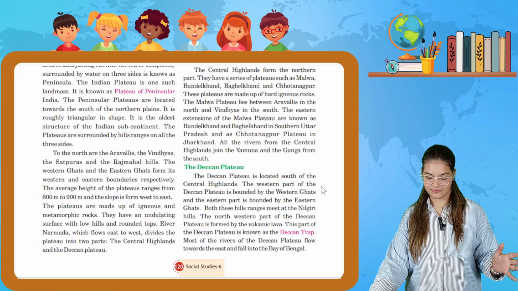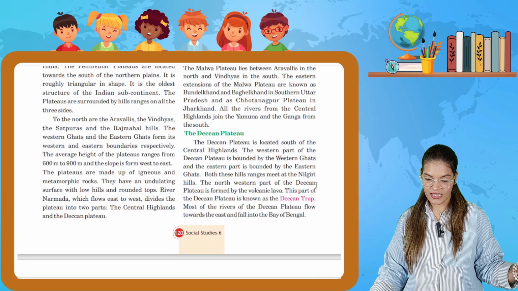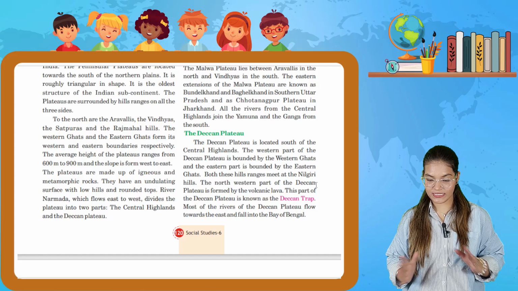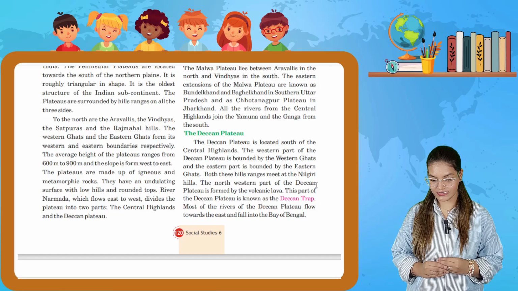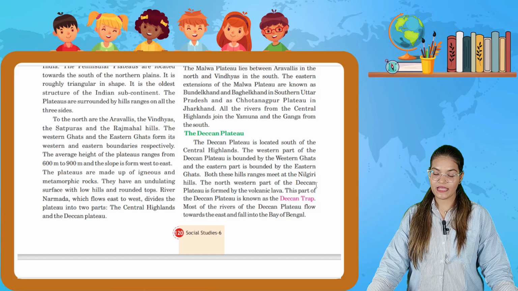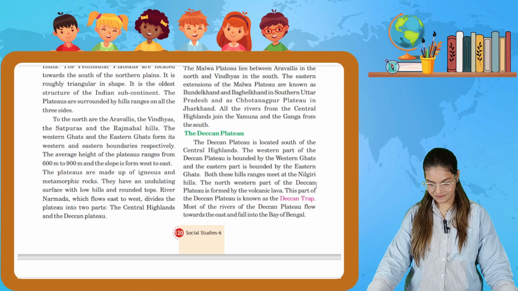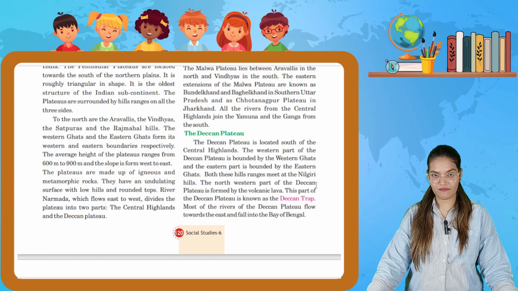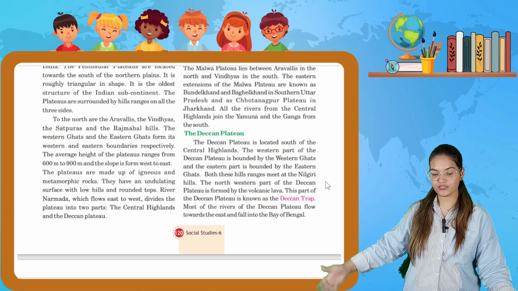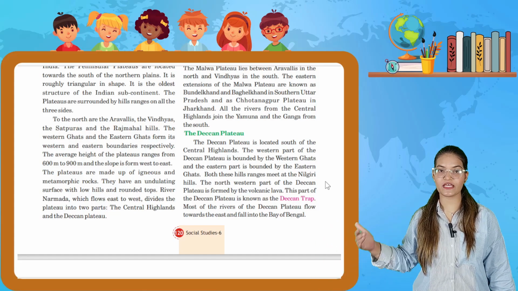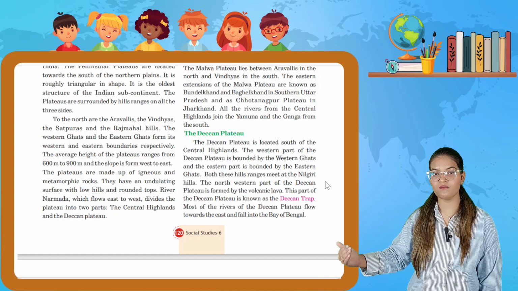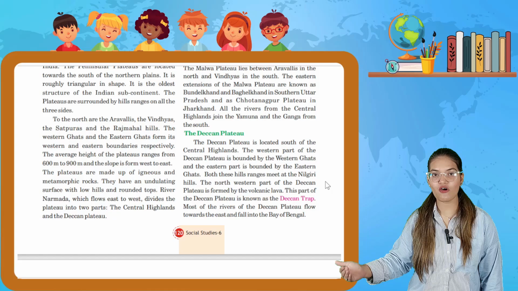Both these hill ranges meet at the Nilgiri Hills. Okay, कहाँ मिलते हैं? Nilgiri Hills पे. The northwestern part of the Deccan Plateau is known as the Deccan Trap. Most of the rivers of the Deccan Plateau flow towards the east and fall into the Bay of Bengal. जो डिकेन प्लेट्यू से फ्लो कर रहा है, बह रहा है, वो ईस्ट से कहाँ जाता है, that is fall into the Bay of Bengal.